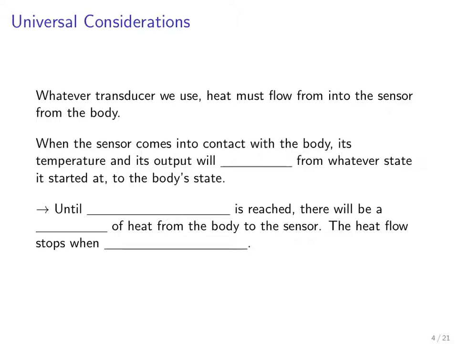Whatever temperature transducer we use, heat must flow into the sensor from the body. And when the sensor comes into contact with the body, its temperature and its output will transition from whatever state it started at to the body's state. Until thermal equilibrium is reached, there will be a flow of heat from the body to the sensor. The heat flow will stop when the temperature of the sensor is equal to the temperature of the body.